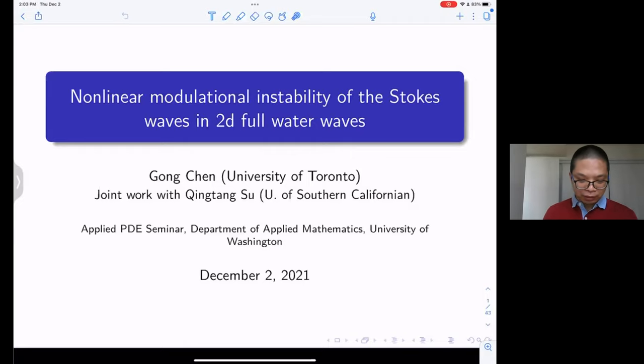Today I'm going to talk about nonlinear modulational instability of Stokes waves in 2D. This is joint work with Qingtang Su from USC.